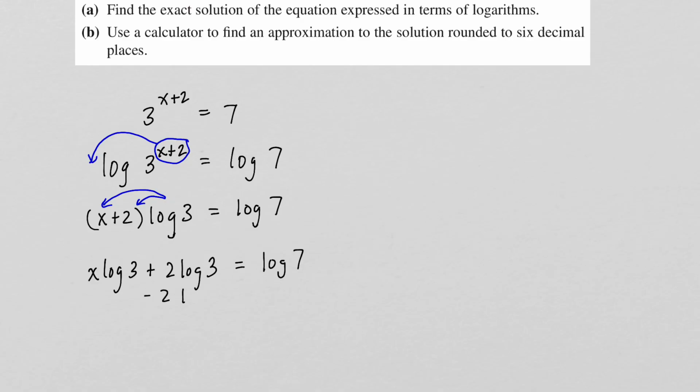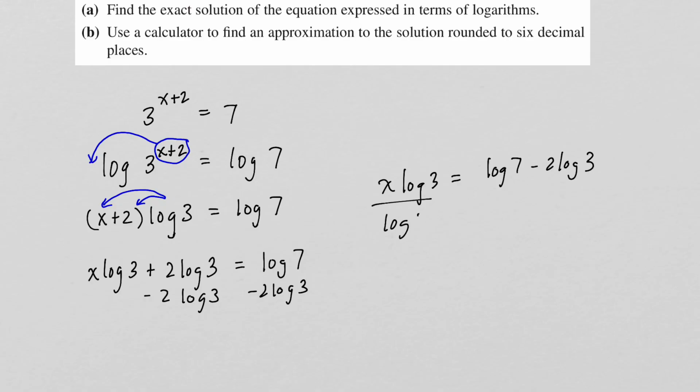And then we'll subtract 2 log of 3 from both sides. And that's going to give us x times the log of 3 is equal to the log of 7 minus 2 times the log of 3. And then finally, we'll divide by the log of 3.